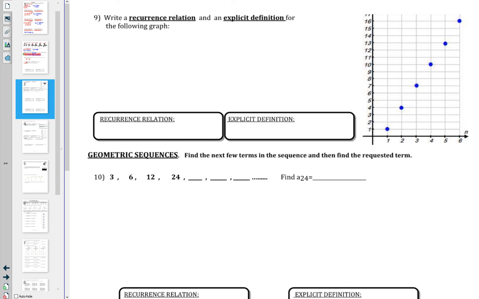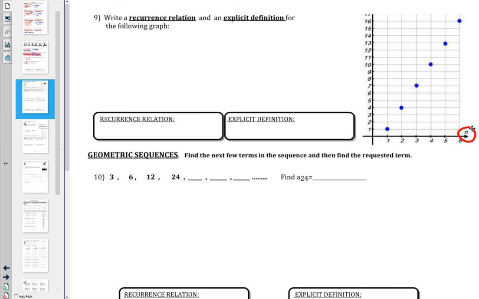Write a recurrence relation and an explicit definition for the following graph. It is neat because we just finished making an analogy: the common difference is the slope of an arithmetic sequence. Well, here's a graph. That's what we've used the word slope for before, to describe graphs. So let's see if we can do this now. Let's leave it as a graph. I was going to make it a table, but we can leave it.